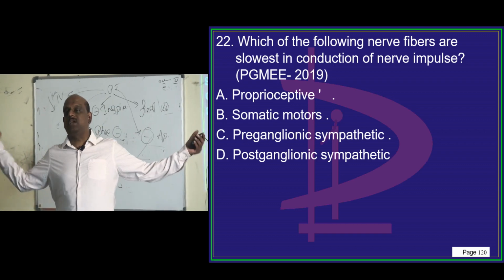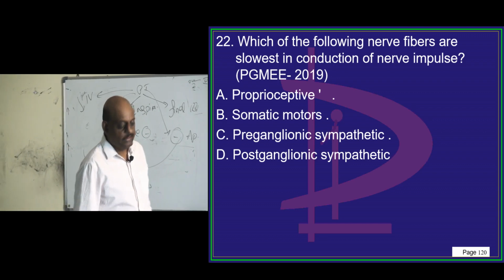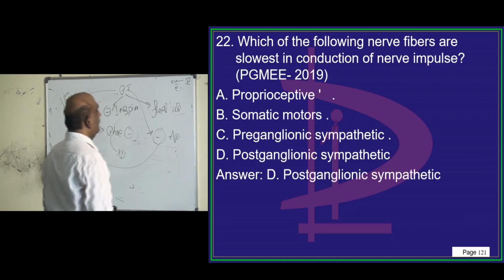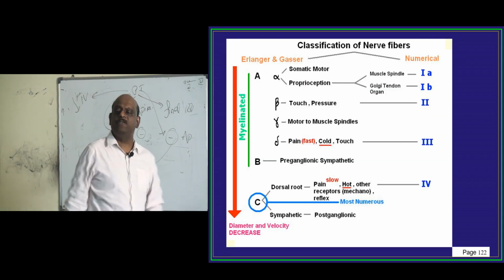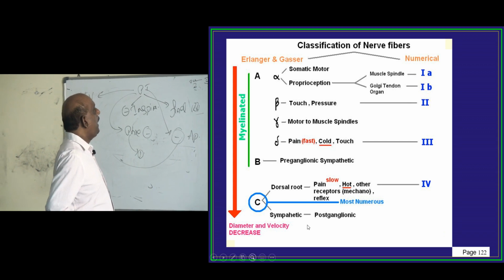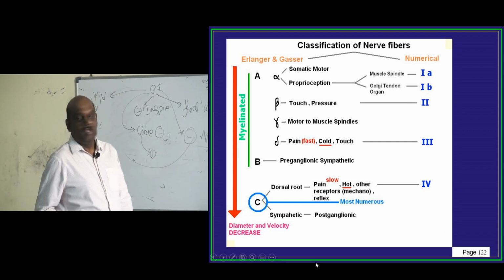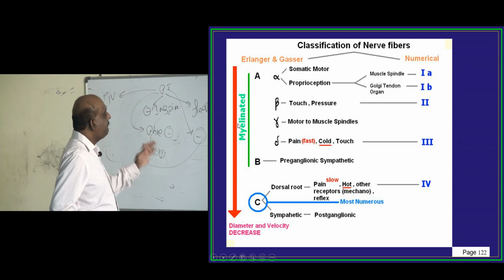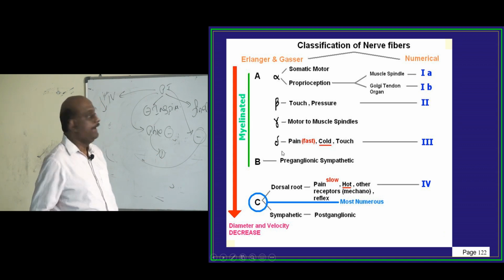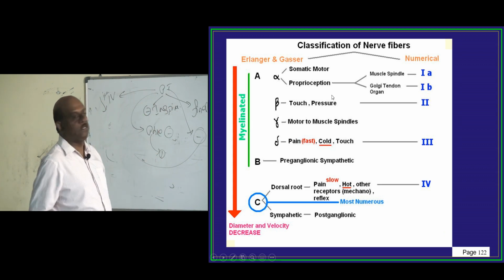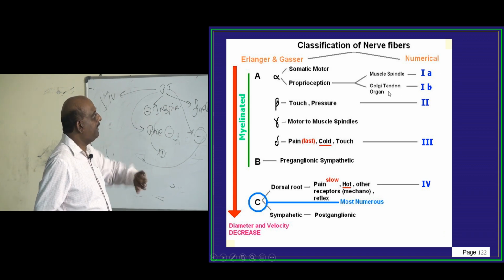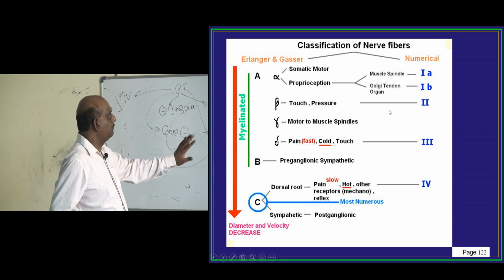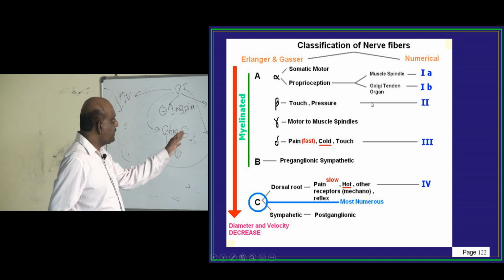Now doctor, which has the slowest conduction of the nerve impulse? Once more, nerve fiber classification is a hit list topic among the 50 topics. Postganglionic sympathetic fiber. So what is the classification of the nerve fibers, doctor? You have class A, class B, class C. A and B are myelinated. That's the reason conduction is fast. So A has A alpha, beta, gamma and delta. A alpha has somatic motor and proprioception. Proprioception, you have 1A in muscle spindle and 1B in Golgi tendon organ, and 2. 1B, not 2. 2 is A beta. So touch and pressure is 2.